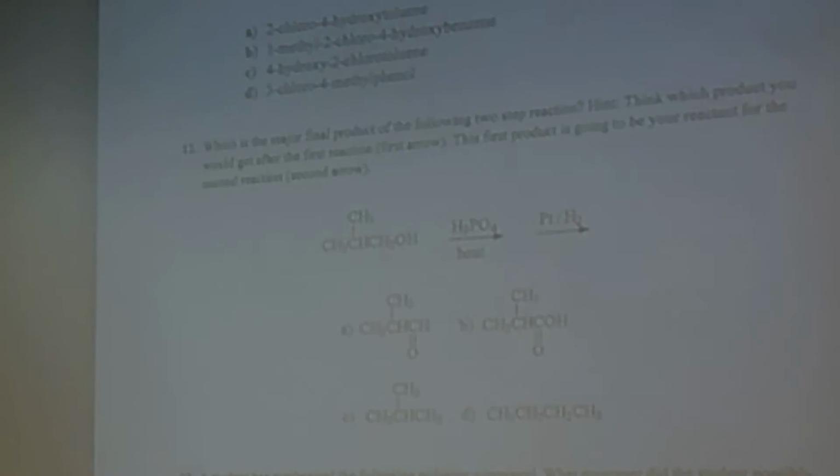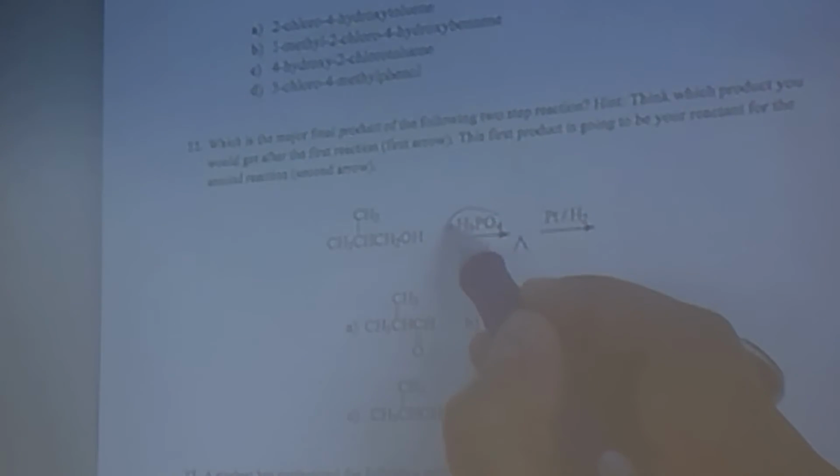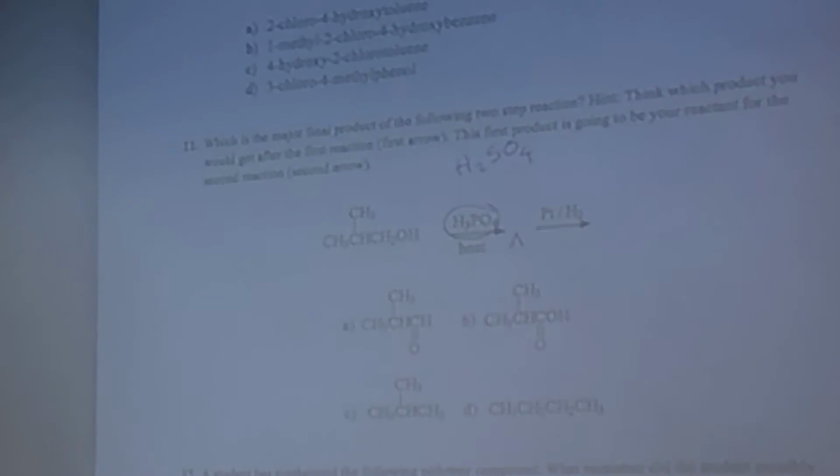Which is the major final product of the following two-step reaction? The hint is given: which product you get after the first reaction, that means after the first arrow. The first product is going to be your reactant for the second reaction, the second arrow. So what is going to be the product here? This is equivalent to H2SO4, that means the acid, phosphoric acid or any other acid. If we heat alcohol in the presence of acid, we are going to have a dehydration reaction.